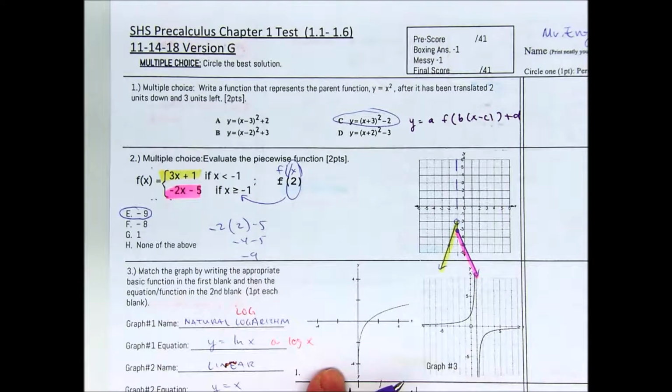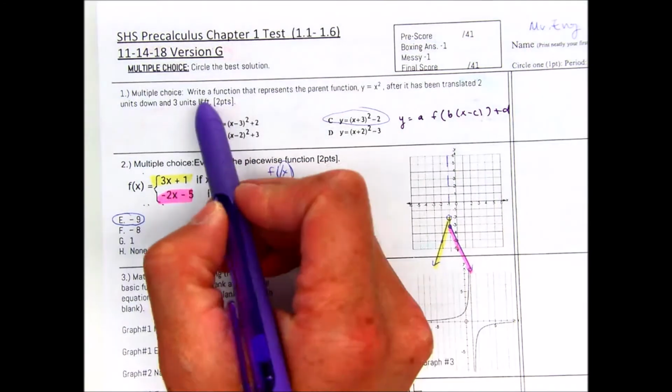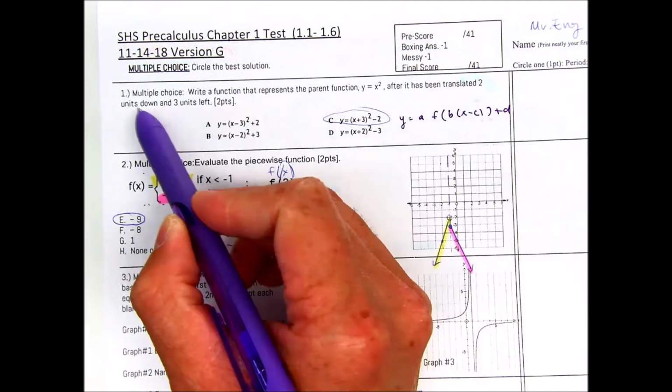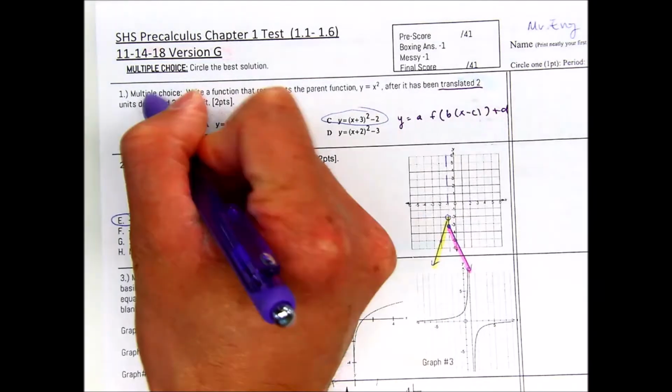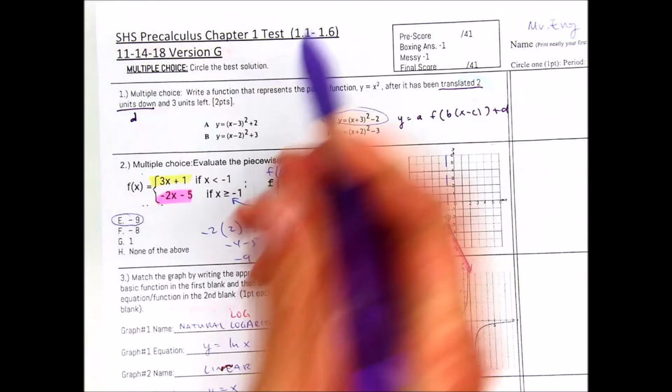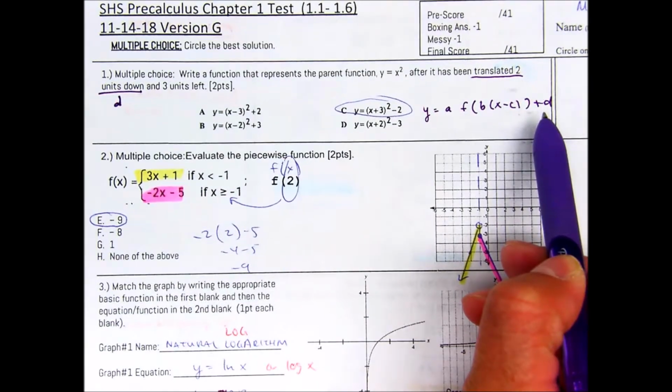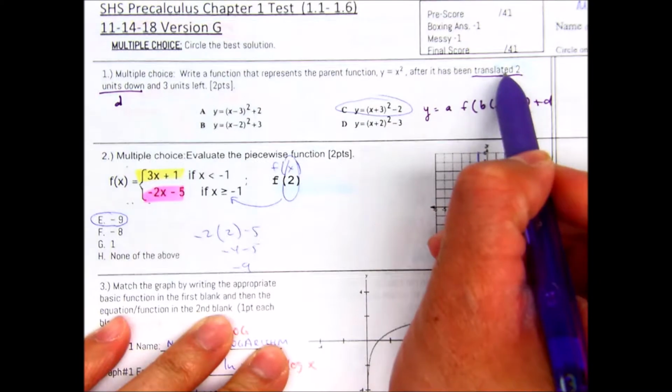Function y equals x squared after it has been translated down 2 units. So down is the variable d, and d is on the outside of the equation. So down would be minus 2. So not that one, not that one, that one. That's the only one that has minus 2.